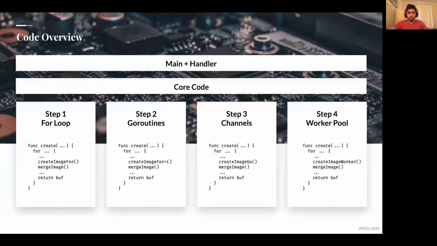This is what I wanted to go over: the main plus the Lambda handler, and some core pieces of code. These are pieces that I reuse in every step. Then I'm going to look at the for loop implementation, and then slowly start adding more and more concurrency features, leading up to a worker pool.